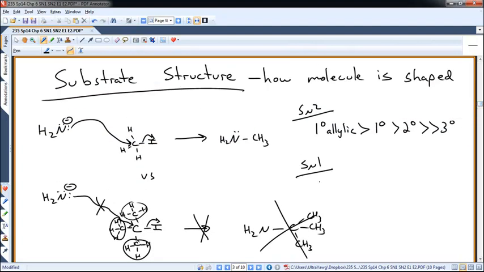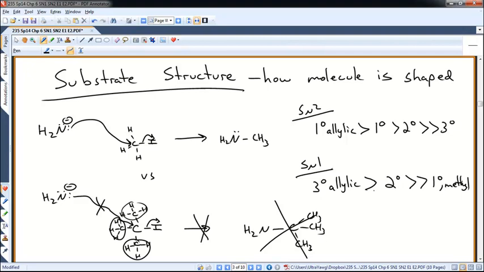And so the trend we end up seeing for substrate structure is that tertiary and allylic is the way to go, and secondary is second best, and primary is terrible, and methyl is terrible as well, to the point where it doesn't even happen. Right? So these are the trends we see.